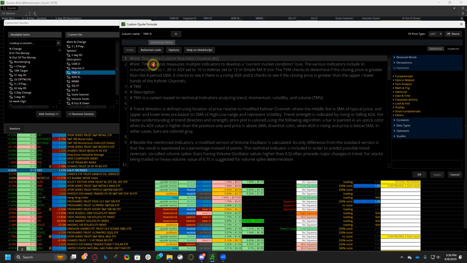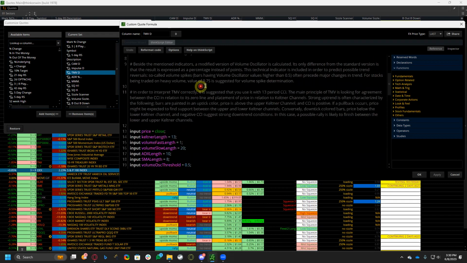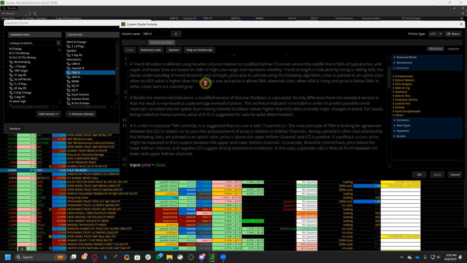The TMV analysis measures multiple indicators to develop a current market condition bias. The various indicators include a volume oscillator, which is set to 1 and 20, the ADX, which is set to 10, a Keltner set to 13, a simple moving average using the 8-period moving average. And then it checks to determine if the closing price is greater than the 8-period moving average. It checks to see if there's a rising ADX, and it checks to see if the closing price is greater than the upper or the lower bands of the Keltner channel. That's all, right? And I'm sure that might sound like a lot, but it's really not that bad.